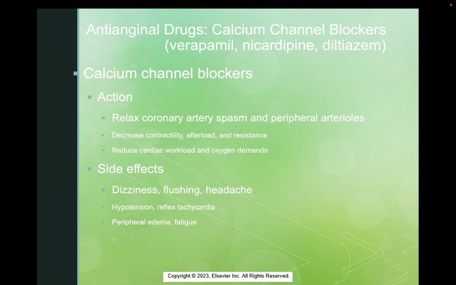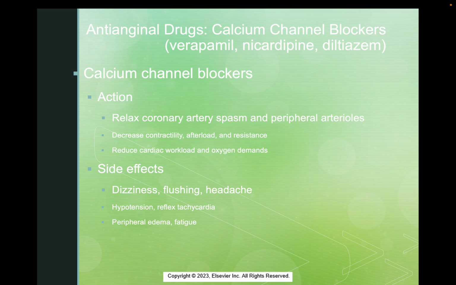Our next class is calcium channel blockers. So this is for the treatment of angina as well. So these do not always have the same ending; these are varied. So verapamil, nicardipine, diltiazem. These all block the calcium channels in the heart.